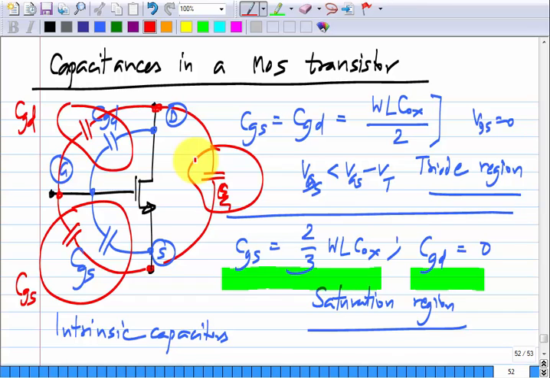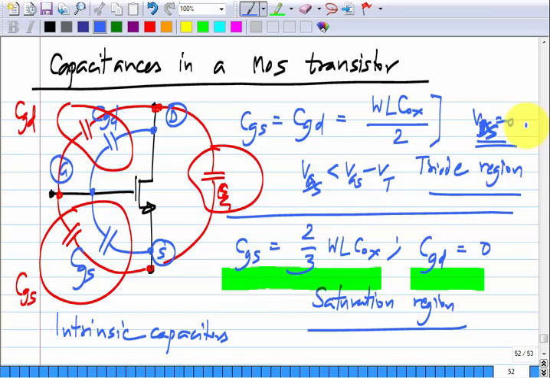VDS equal to 0 makes the charge distribution inside symmetrical. That is why I wrote that, but like I said, we will take that model to be true all over the triode region. But it is also not relevant, because most of the time we will almost never have the transistor in the triode region. All our amplifiers will use devices in the saturation region.